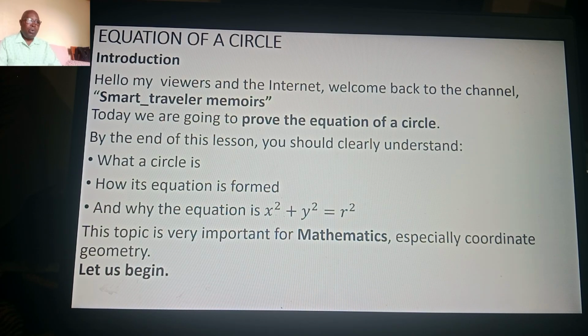Today we are going to prove the equation of a circle. By the end of this lesson, you should clearly understand what a circle is, how its equation is formed, and why the equation is x squared plus y squared is equal to r squared. This topic is very important for mathematics, especially coordinate geometry. Let's begin.